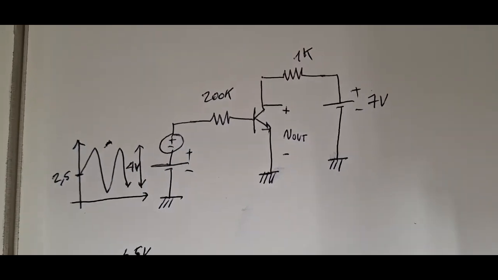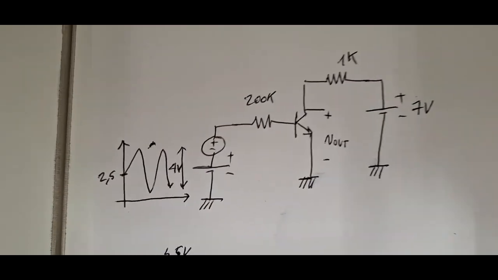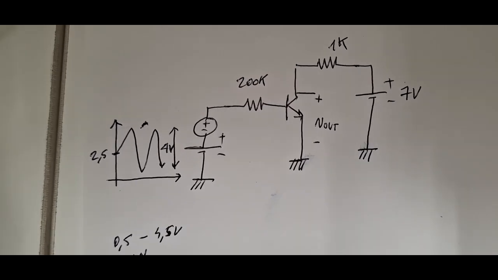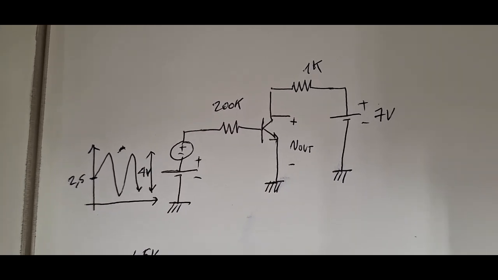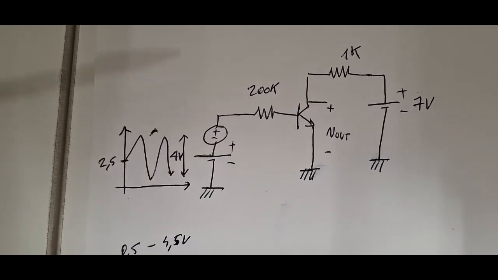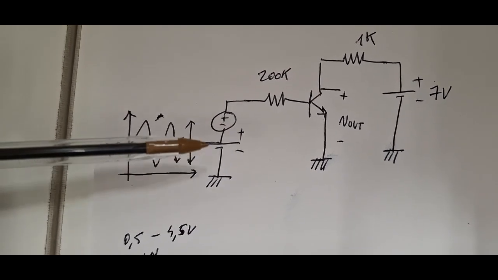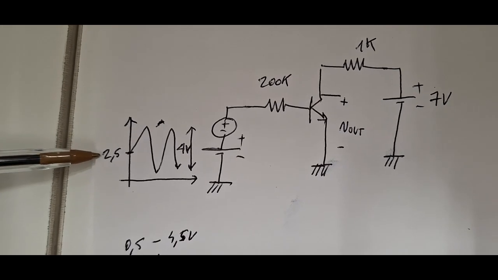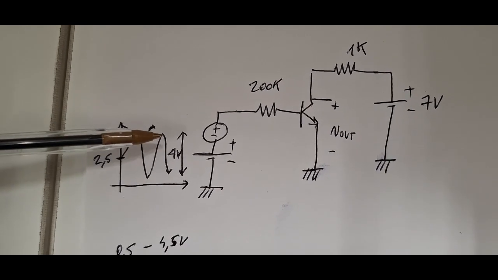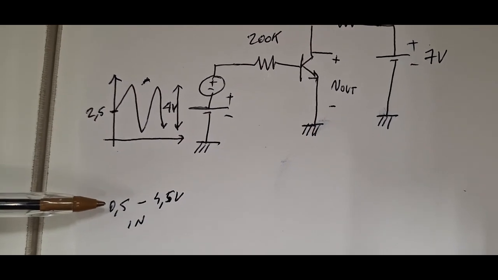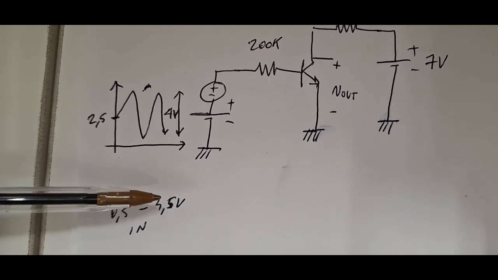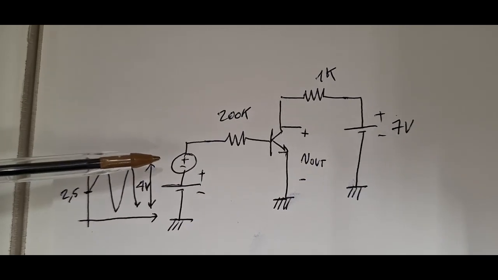Hello everybody, in this video we will analyze this circuit in which we have basically an analog inverter based on a BJT NPN transistor. So we have here our input with this offset of 2.5 volt and amplitude peak to peak 4 volt. So we have between 0.5 and 4.5. So we have this polarization and signal.